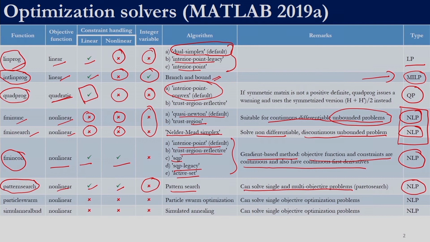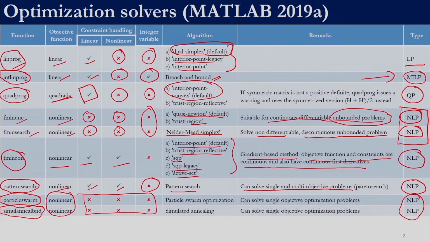The other two functions which we will be looking at are particleswarm, which is based on particle swarm optimization, which we have already discussed in this course, and another technique called simulated annealing. The function for that is simulannealbnd. Both of these can be used to solve nonlinear problems, but they do not allow for any constraints. Both of them are for unconstrained optimization problems. It does not support integer variables.